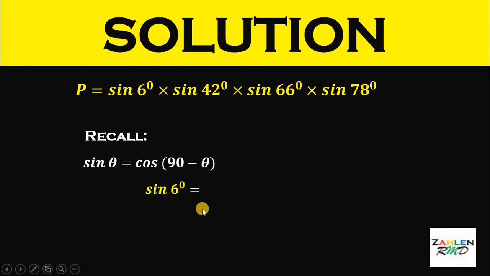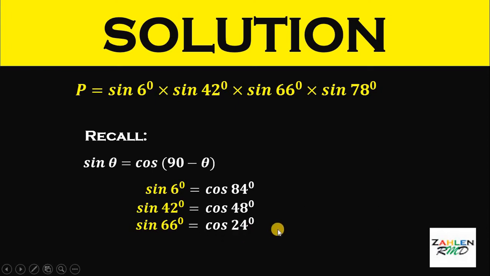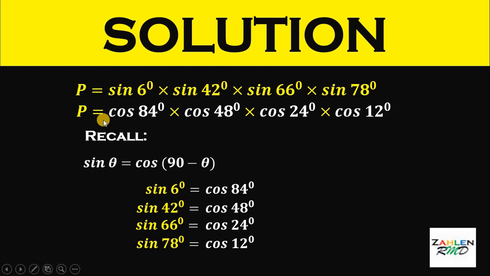Therefore, sine 6 degrees is equivalent to cosine of 90 minus 6 or simply 84 degrees. Sine of 42 degrees is equivalent to cosine of 48 degrees. Sine of 66 degrees is equal to cosine of 24 degrees. And the last one, sine of 78 degrees is equal to cosine of 12 degrees. So we can replace sine 6 degrees, sine 42 degrees, sine 66 degrees, and sine 78 degrees with their equivalent value. Therefore, we can say that P equals cosine of 84 degrees times cosine of 48 degrees times cosine of 24 degrees times cosine of 12 degrees.